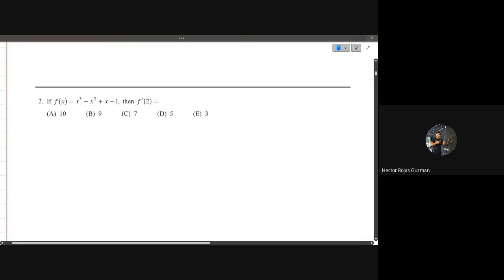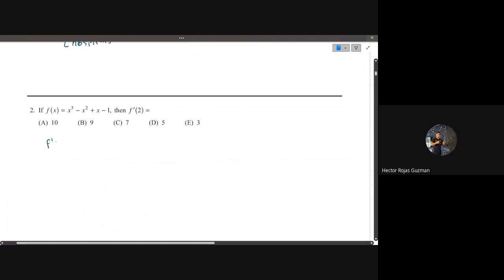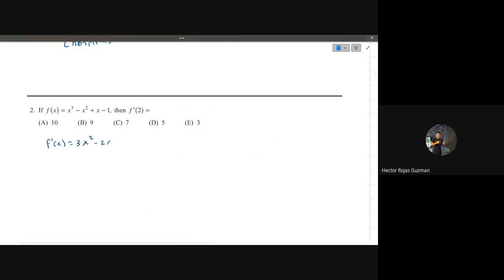Number 2, find the derivative at x equals 2. Okay, well, let's go ahead and get our derivative, which is 3x squared minus 2x plus 1. Plug in the 2. Simplify carefully. And this gives us 9.